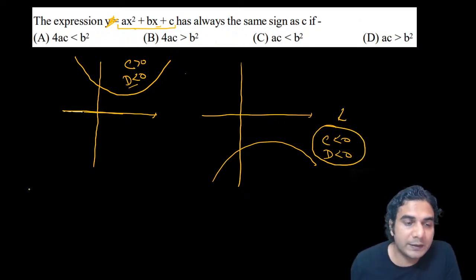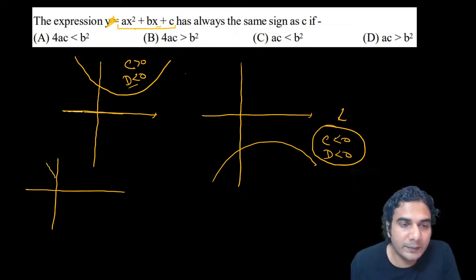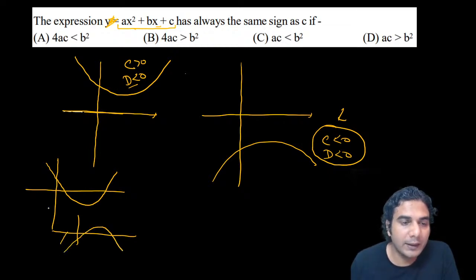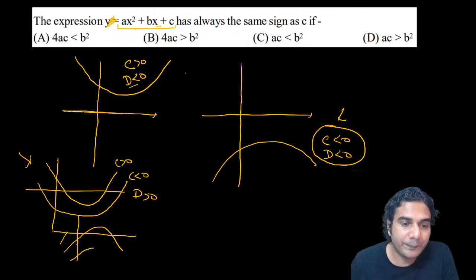But can it happen with discriminant positive? If discriminant is positive, then nothing can be said. See, in this case, discriminant is positive and C is positive. In this case, discriminant is positive and C is negative. In this case too, discriminant is positive and C is negative. So nothing can be concluded in these graphs, because here discriminant is positive and C is positive also and C is negative also. In this case discriminant is negative, in this case discriminant is positive.